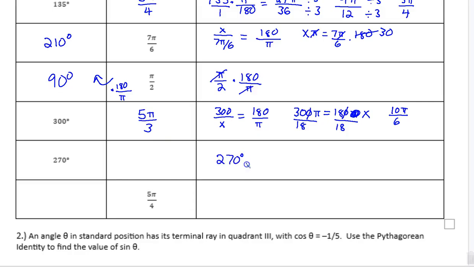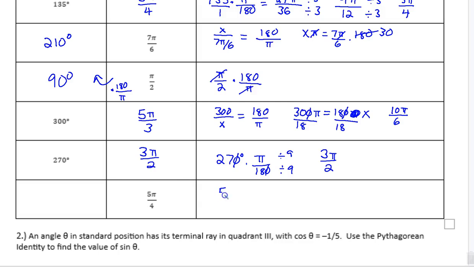270, I'm just going to multiply by pi over 180. The zeros cancel. 27 and 18 are both divisible by 9. That's kind of the easiest thing to do. It kind of jumps out at me. If I divide both of them by 9, I get 3 pi over 2.